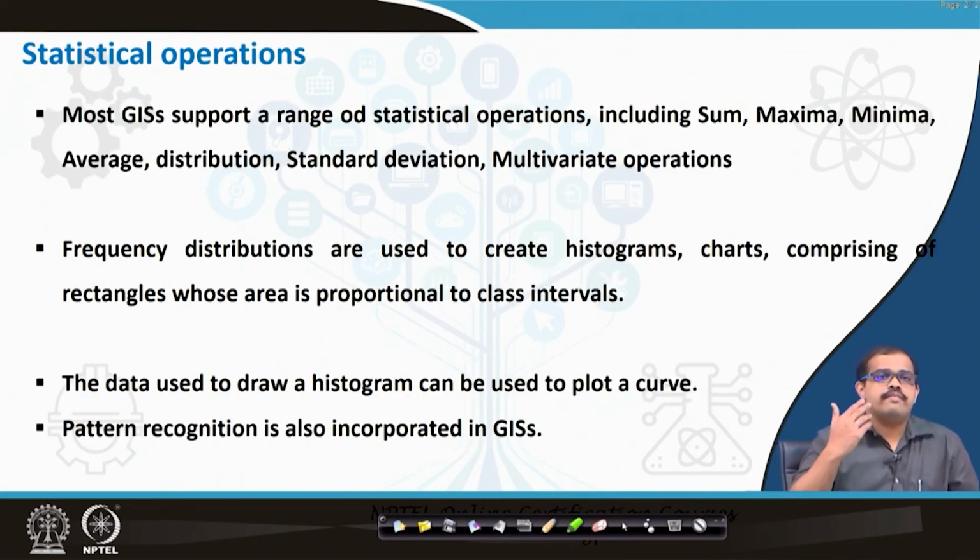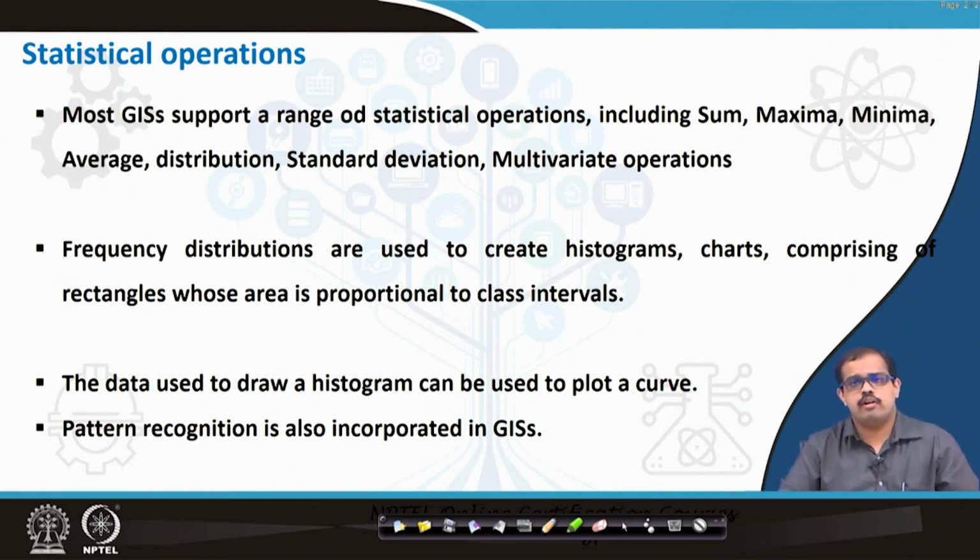Okay. Then you have statistical operations. These are the ones which are considered advanced operations in GIS packages. When I look at statistical operations, all kinds of statistics, I have just mentioned sum, maxima, mean, average, distribution, deviation, multivariate operations. Other than this, whether it is interpolation, extrapolation or any kind of statistical operations, they can be done using GIS software. Most of the GIS software supports most of the statistical operators.